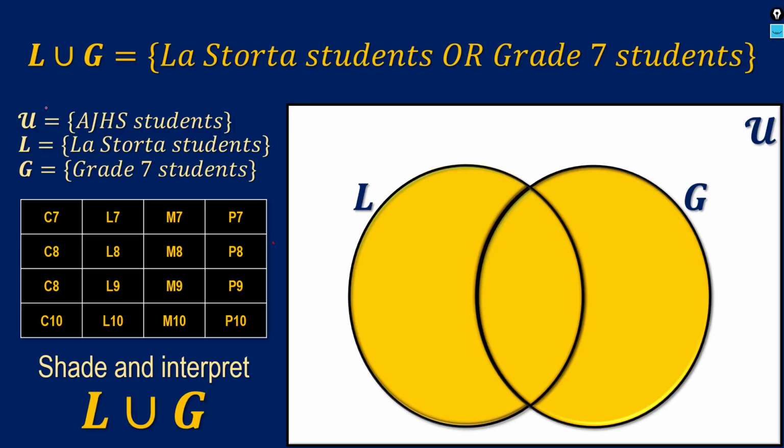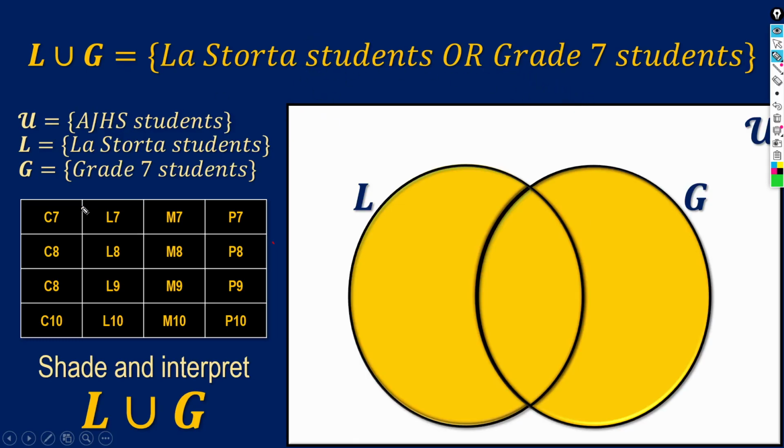Ano context natin ito? Remember, no? Ito nasa left side. Okay? Now, the reason why I wrote this table down is so we can visualize which students are elements of this set, no? The union of L and G. So, Las Tortas students or grade 7. So, to be a member of this set, to be an element of this set, you only have to satisfy one of the two conditions. It's either you're a Las Tortas student or a grade 7 student.